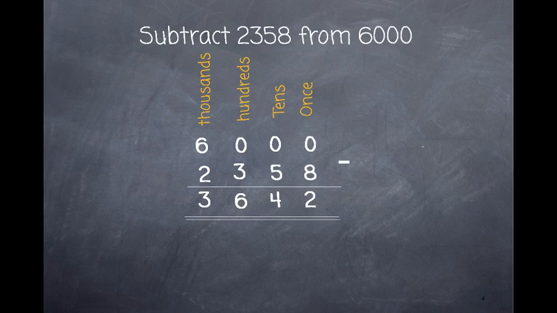Here, subtract 2,358 from 6,000. Okay, so I have given the answer here. Okay, let's do the reduction.